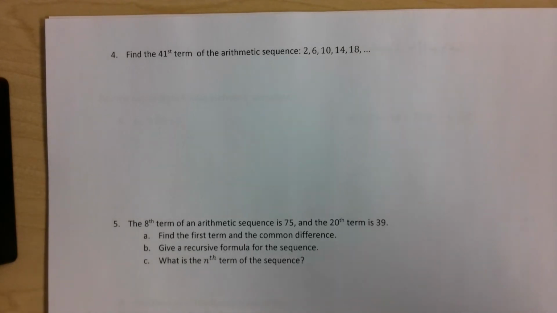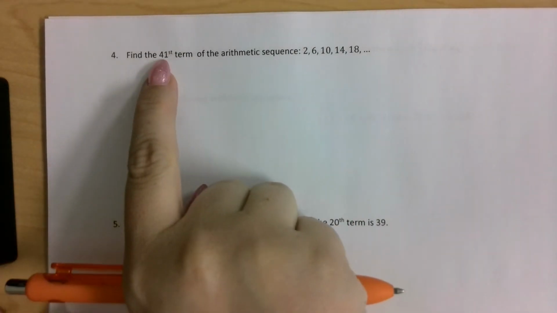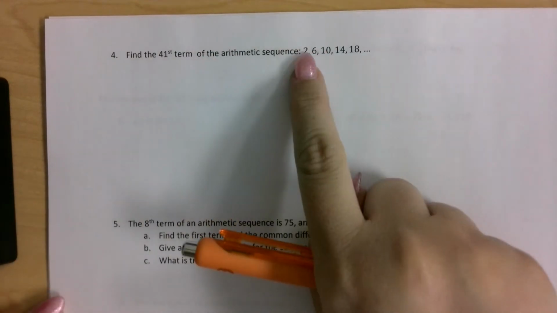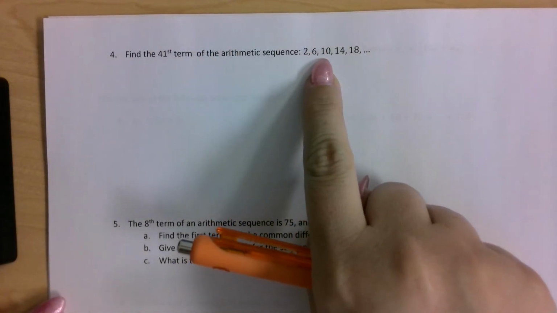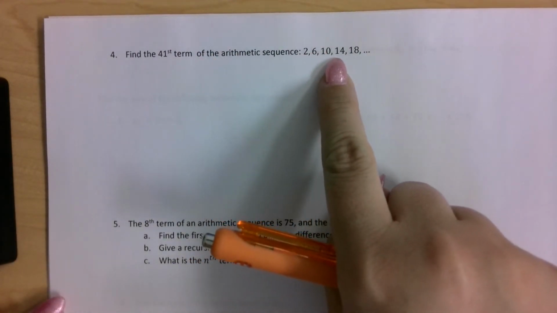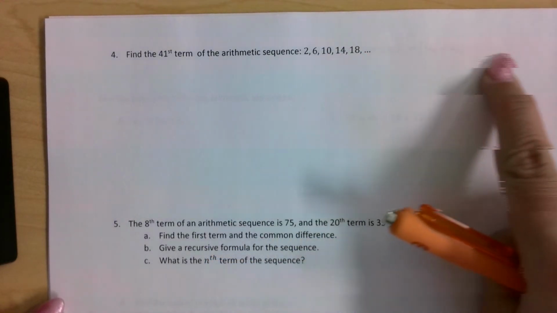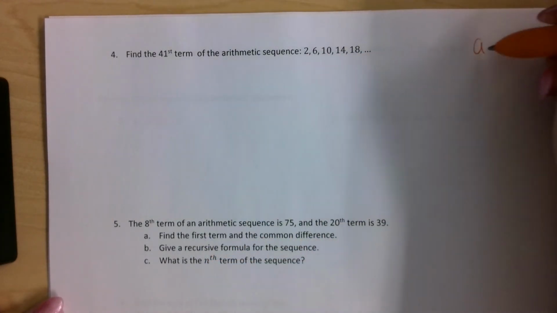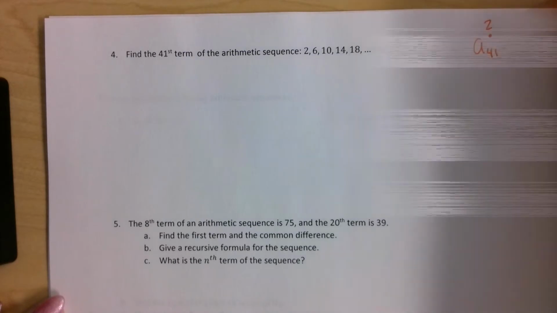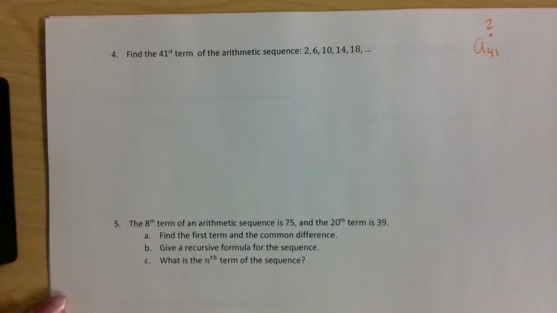Okay, so number 4, we're no longer trying to say, is this arithmetic or not? I'm saying it is an arithmetic sequence. I want you to find the 41st term, right? So I know A1, A2, A sub 3, A sub 4. I want to know if I went all the way to A sub 41, what would that number be? That's what I'm trying to figure out.